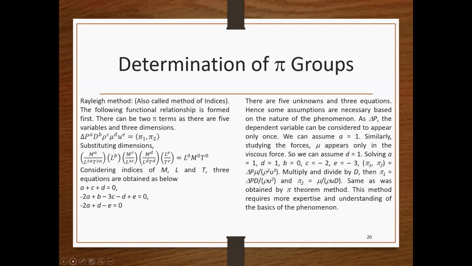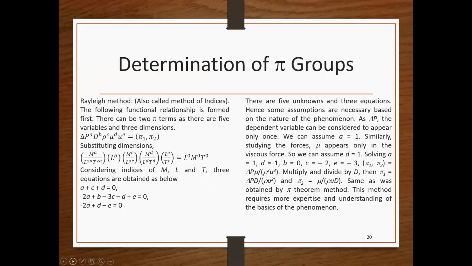Next, the Rayleigh method, also called method of indices. So the following functional relationship is formed first. Then there can be two pi terms as there are 5 variables in 3 dimensions, 5 minus 3 is 2. So delta P exponent A, D exponent B, rho exponent C, mu exponent D, U exponent E is equal to pi 1, pi 2.